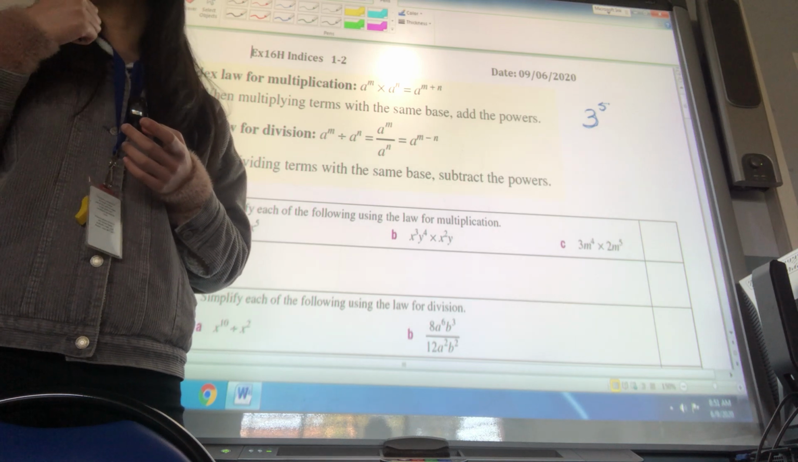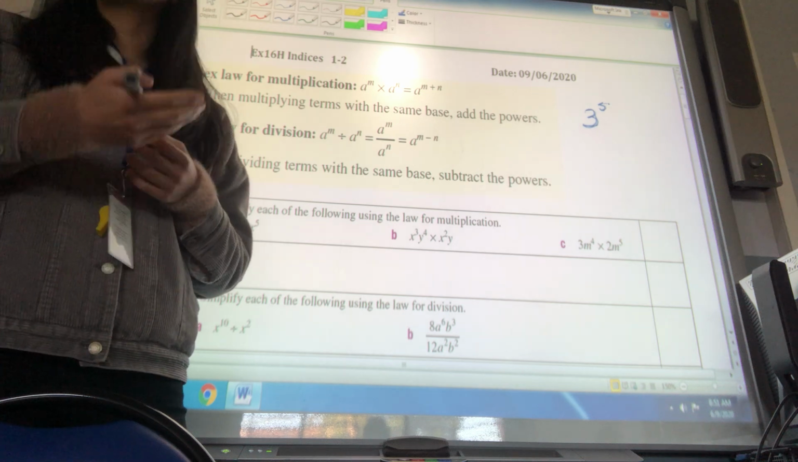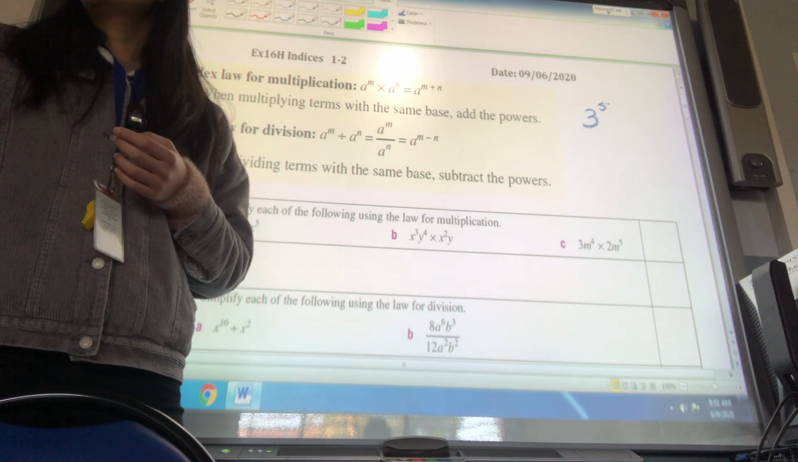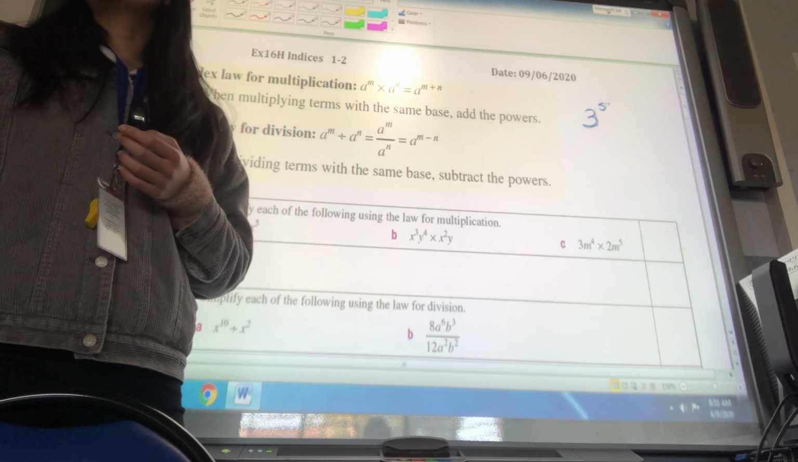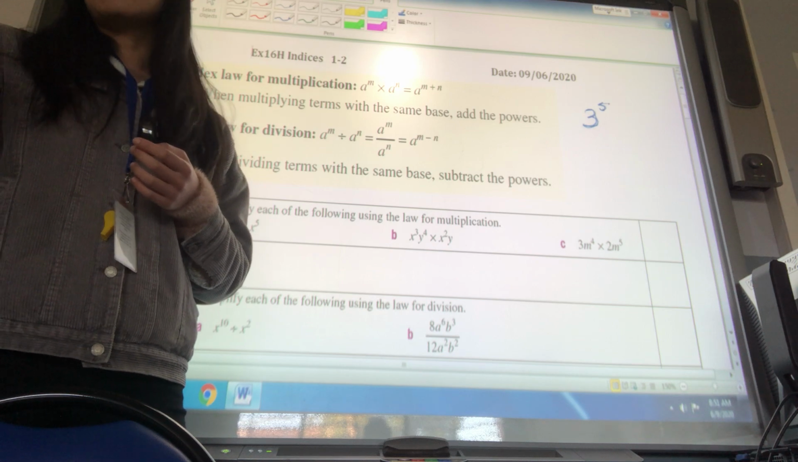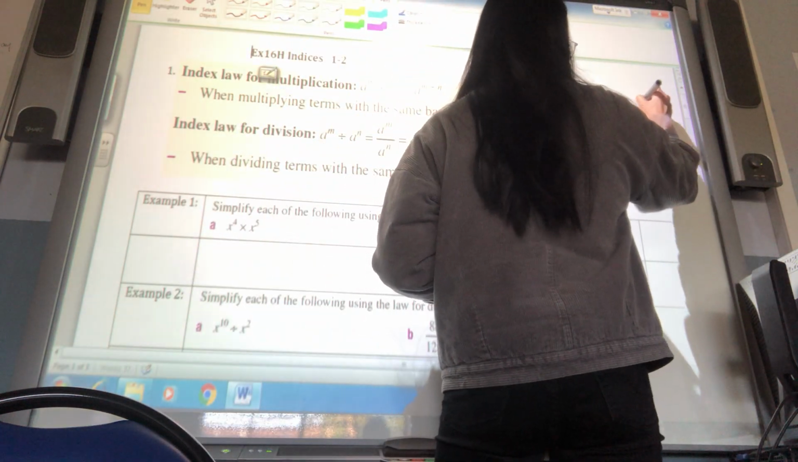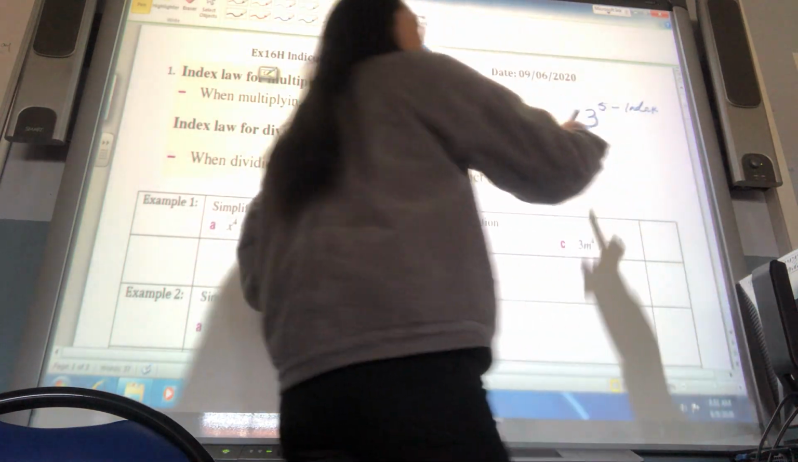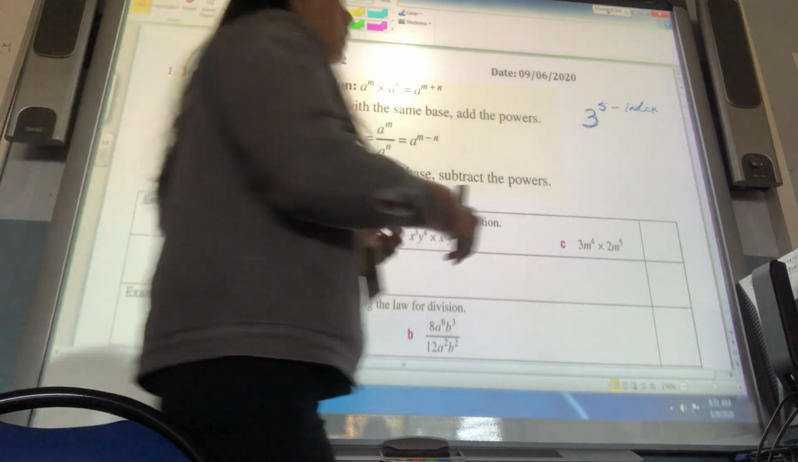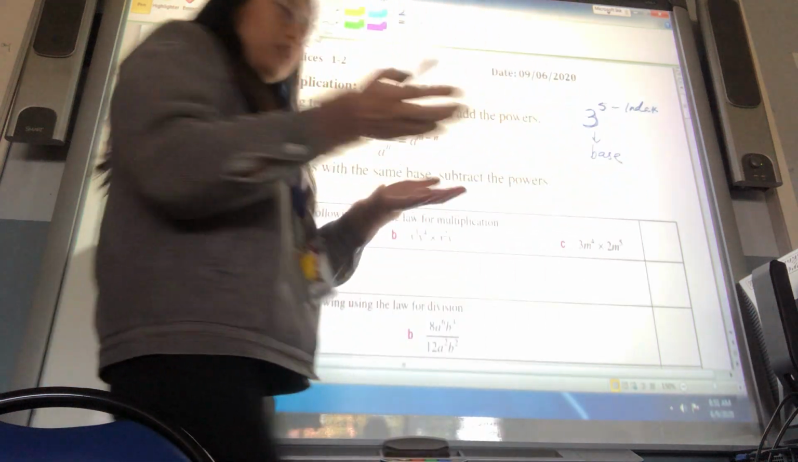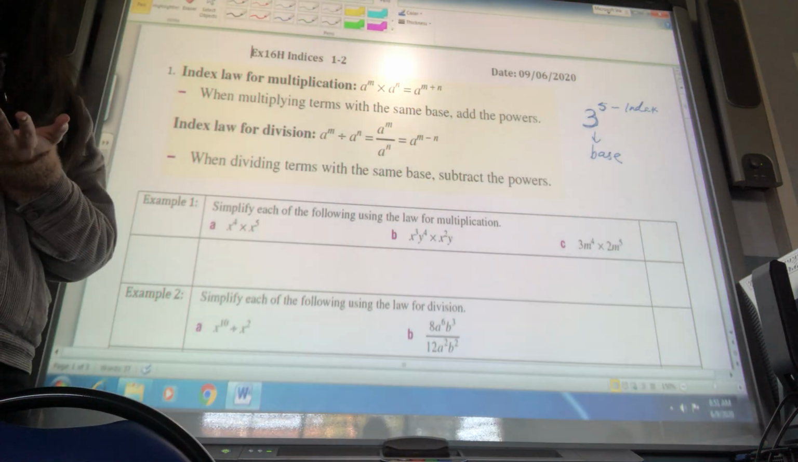When we say 2 to the power of 2, the power is 2, right? But if you want to say it more academically, it's index. So the index is just the power on the top. And what do we call the number on the bottom? The base, right? It's called a base because it is on the bottom. It's the base of the power.